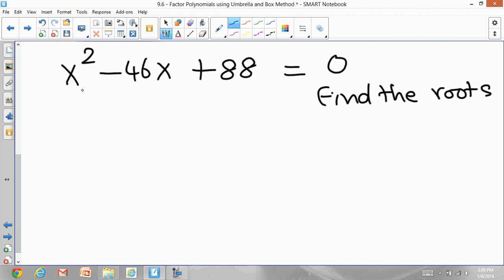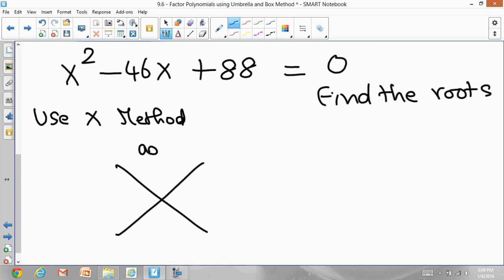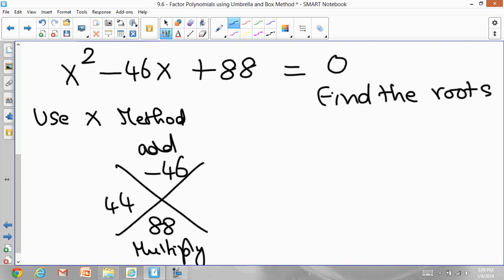So now we are looking at x squared. The leading coefficient, in this case, there is nothing, which means that's just a 1. So you're going to use just the x method, which is what you learned in the previous lesson, which is going to be your add and multiply. So the middle number, in this case negative 46, just drops down. And 88 is just going to go on the bottom. So you're thinking what two numbers multiplied are going to give you 88. 44 and 2 gives you 88, and 44 plus 2 gives you 46.